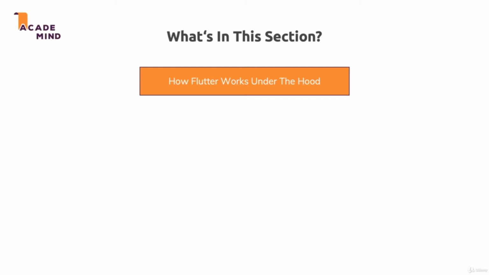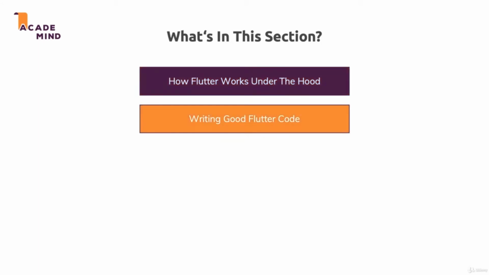That's the transition to the second block or the second important topic we'll have a look at in this section, writing good Flutter code. We'll explore what good code means and then what you can do to improve your code quality and make sure that your app runs good and runs performant, but also that your code is readable and maintainable.